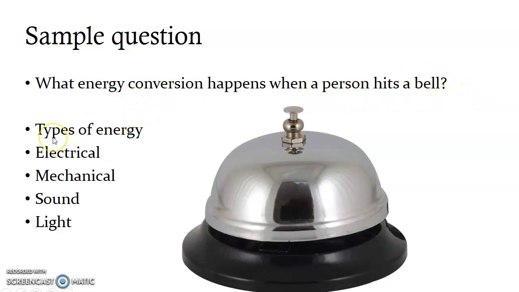So we first need to look at what the possible options are for energy. Electrical energy: no electricity is involved when you hit a bell. Mechanical energy is potential and kinetic energy. So if you had to move in order to ring the bell, that's mechanical energy. Sound energy is what's made, and light energy isn't involved here. So, what energy conversion happens when a person hits a bell? In this case, it's mechanical energy that's converted into sound energy.